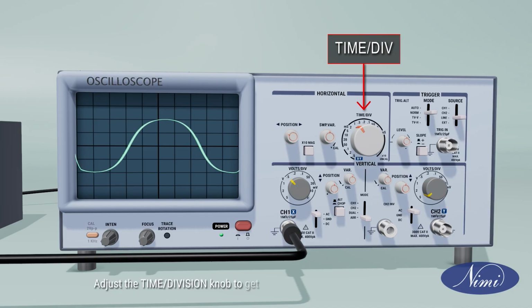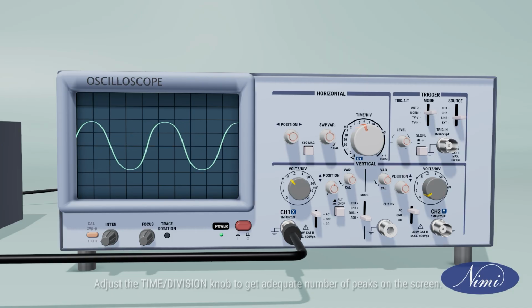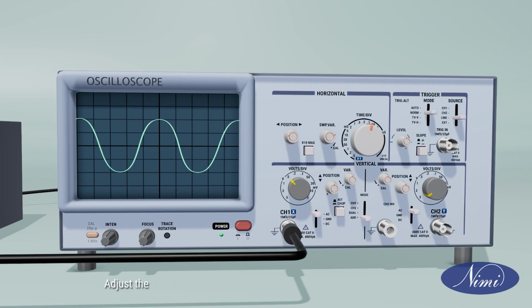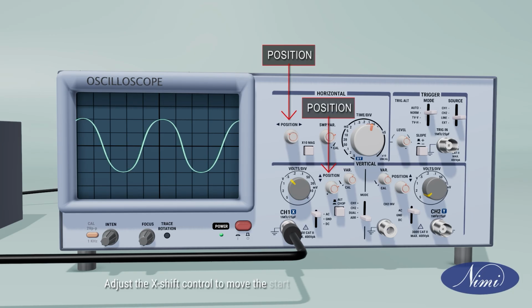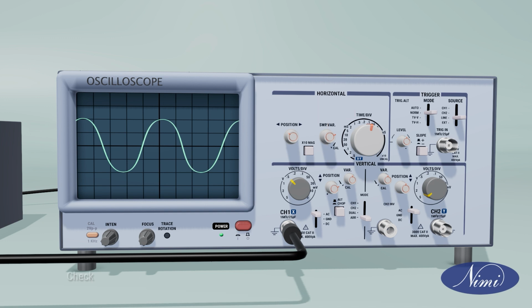Adjust the time per division knob to get adequate number of peaks on the screen. Adjust the X-shift control to move the start of the measurement period to a convenient reference point, intersecting point of vertical and horizontal lines. Check the time period of the waveform.